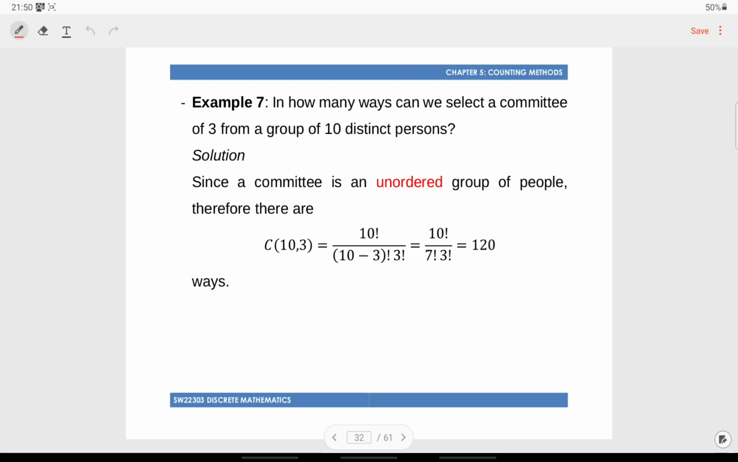Again, that means the order doesn't matter in this case, because there is no specific position for all this committee. Since a committee is an unordered group of 3, the order doesn't matter. Whether we have A, B, C, it is also equal to C, B, A. The same combination. So we are dealing with combination, because we have to form 3 out of 10. So C 10 3, which is equal to 120 ways.